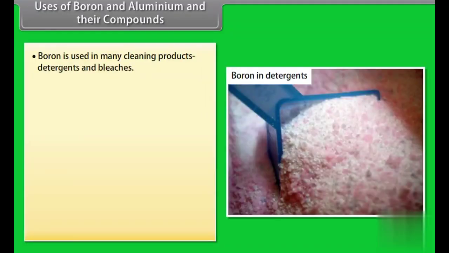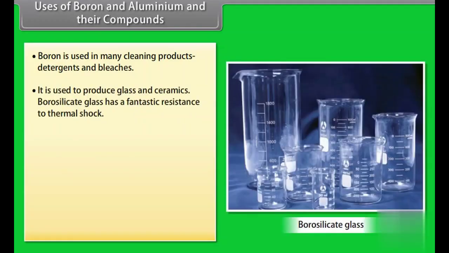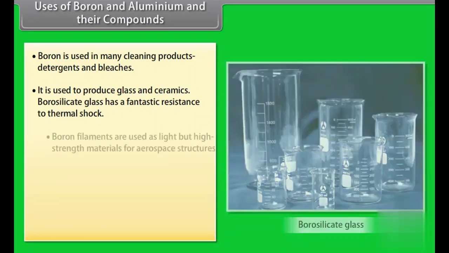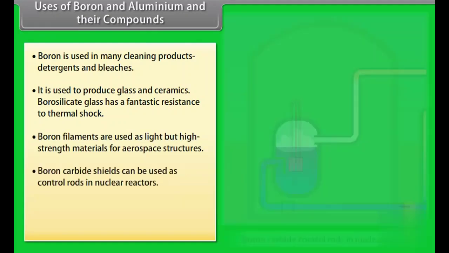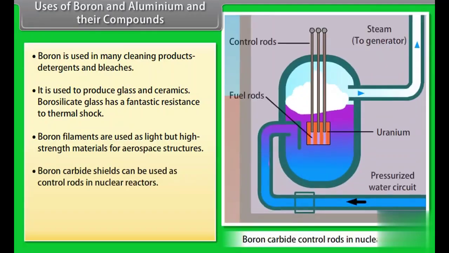Uses of boron and aluminium and their compounds. Boron is used in many cleaning products, detergents and bleaches. It is used to produce glass and ceramics. Borosilicate glass has a fantastic resistance to thermal shock. Boron filaments are used as light but high-strength material for aerospace structures. Boron carbide shields can be used as control rods in nuclear reactors.